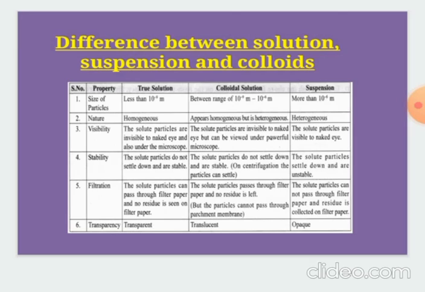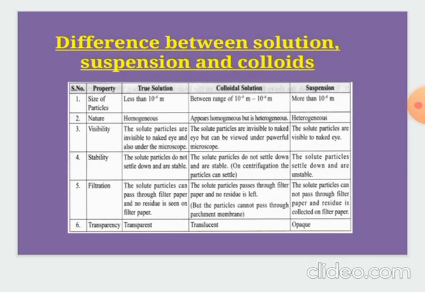The next property is filtration. In the case of true solution, solute particles can pass through filter paper and no residue is seen on the filter paper. They can pass through ordinary filter paper and can also pass through ultrafilter paper because the particle size is very small. In the case of colloidal solution, solute particles pass through the filter paper and no residue is left. In the case of suspension, solute particles cannot pass through filter paper and residue is left on the filter paper because the particle size is greater.